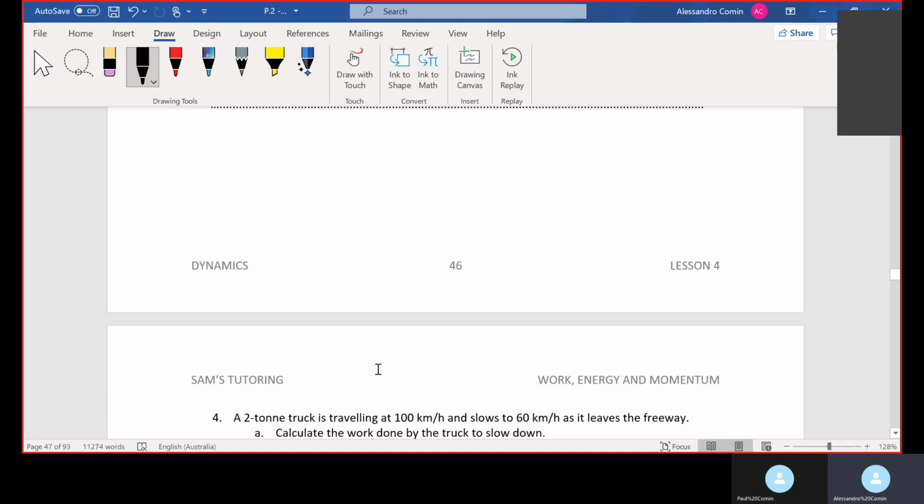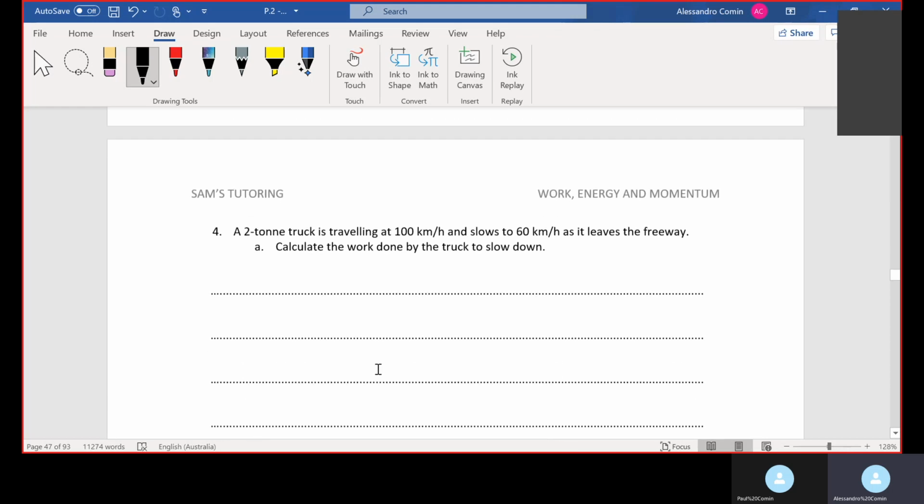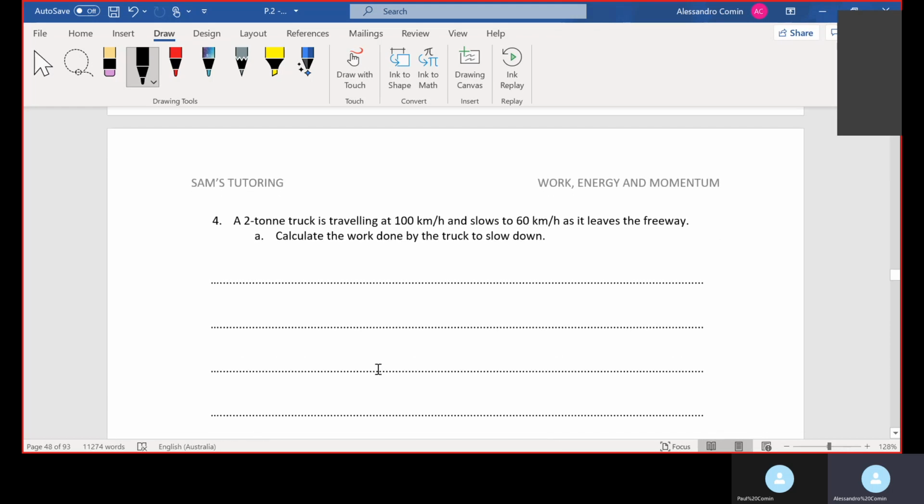But where the real questions start to come in is things such as question 4. A 2-ton truck, so that's 2,000 kilograms, is traveling at 100 kilometers per hour and slows to 60 kilometers per hour as it leaves the freeway. Calculate the work done by the truck to slow down. Well, typically work is equal to Fs cos theta. But that doesn't work, even though we can assume that theta is equal to 0 because there's no triangle formed. I don't have a force and I don't have a displacement.